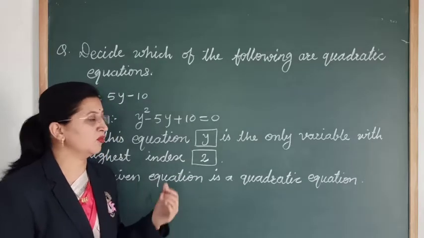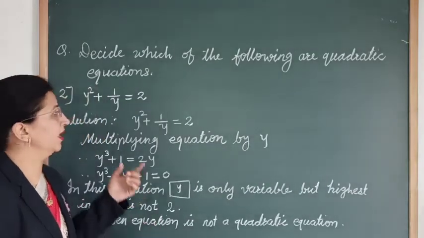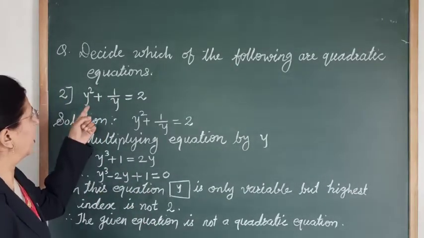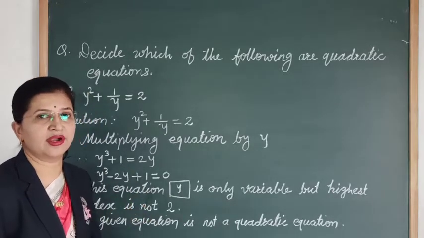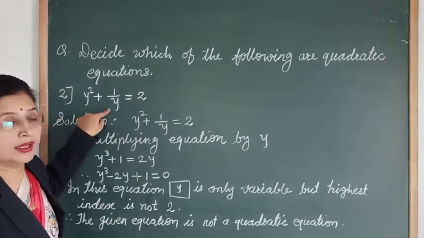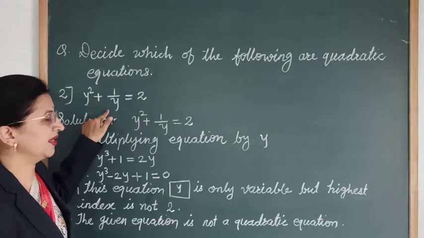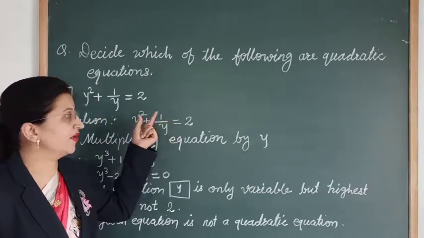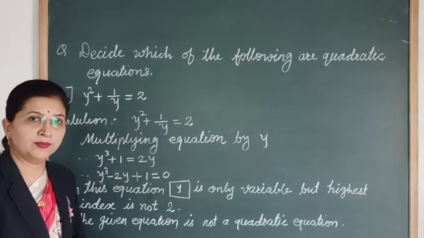Let's see one more equation. Dear students, here we have the second equation: y square plus 1 upon y is equal to 2. We have to decide whether it is a quadratic equation or not. So here what we do, first we will try to cancel this denominator y. Okay. So to cancel this denominator, we have to multiply the given equation by y. So let's multiply by y on both sides.